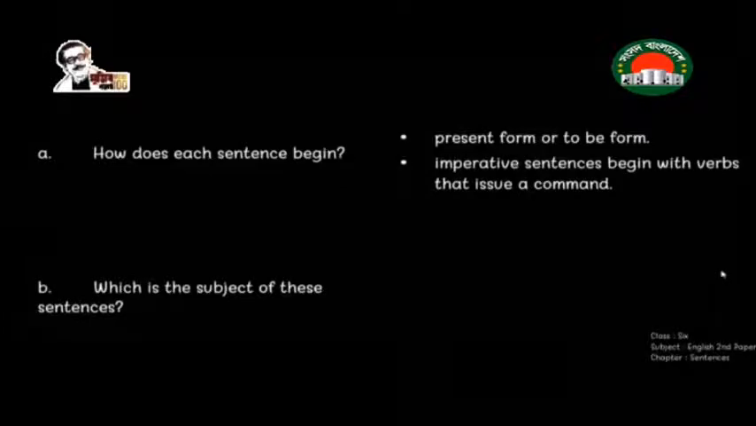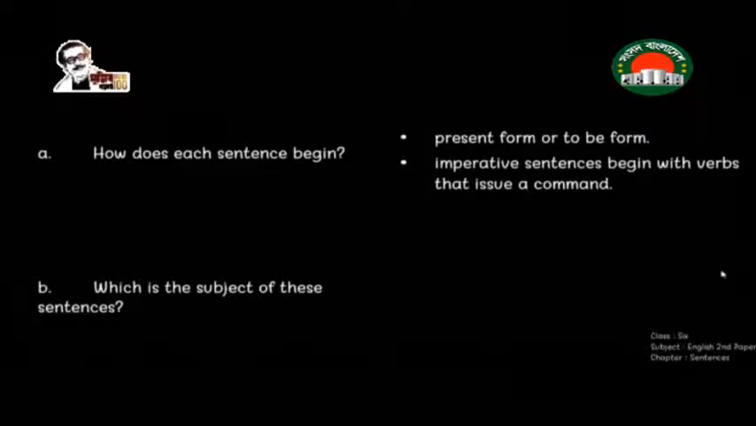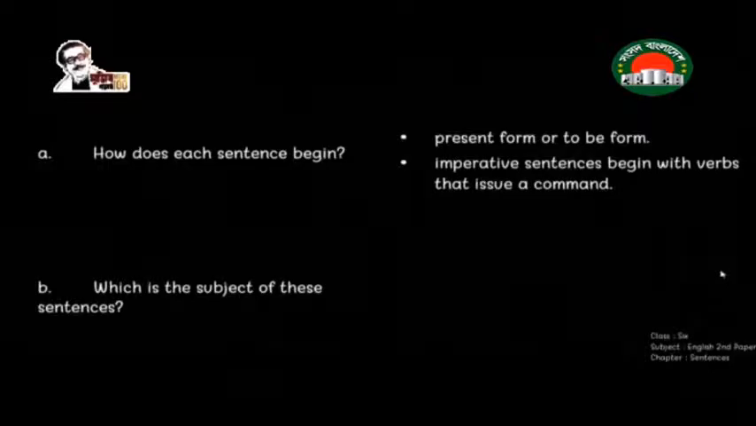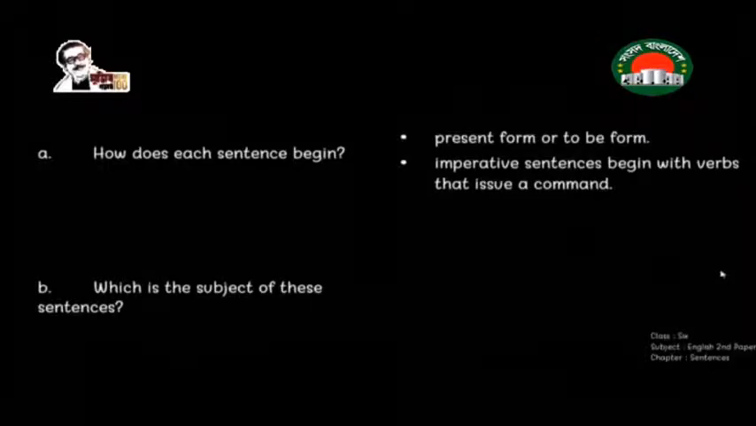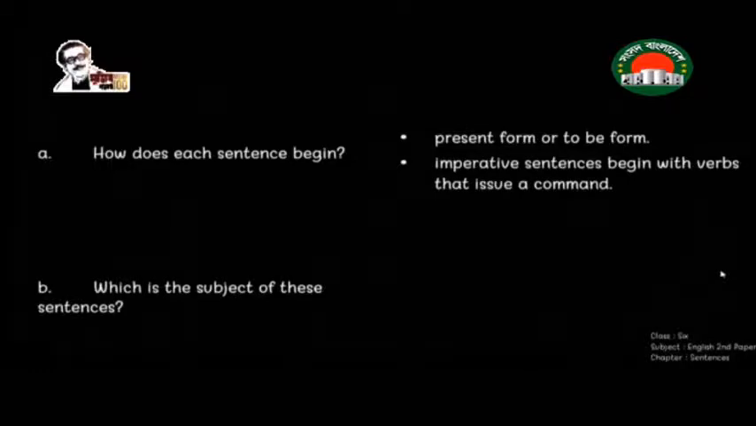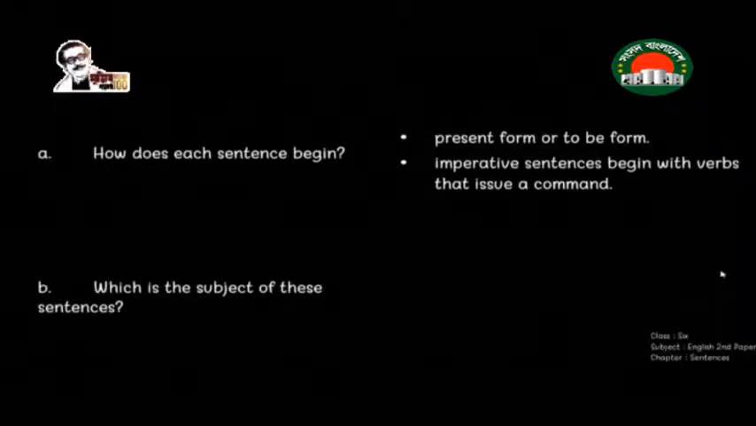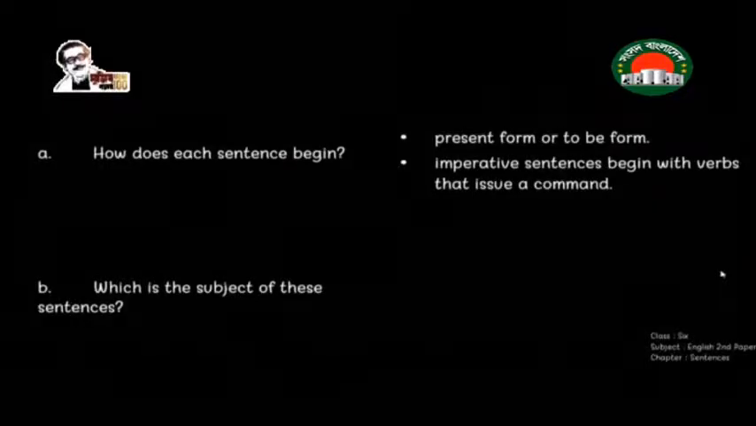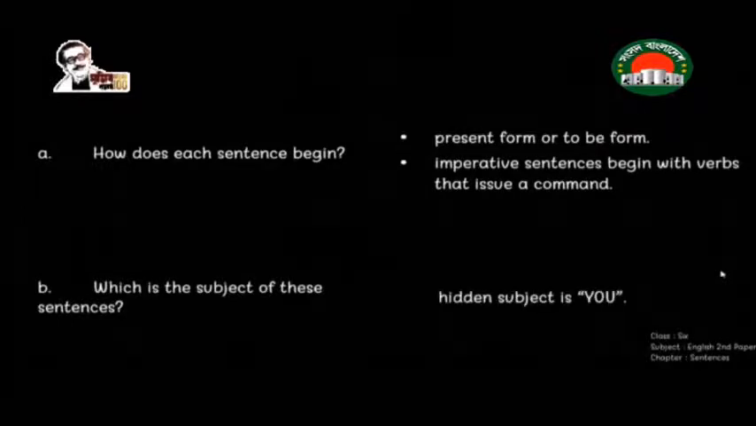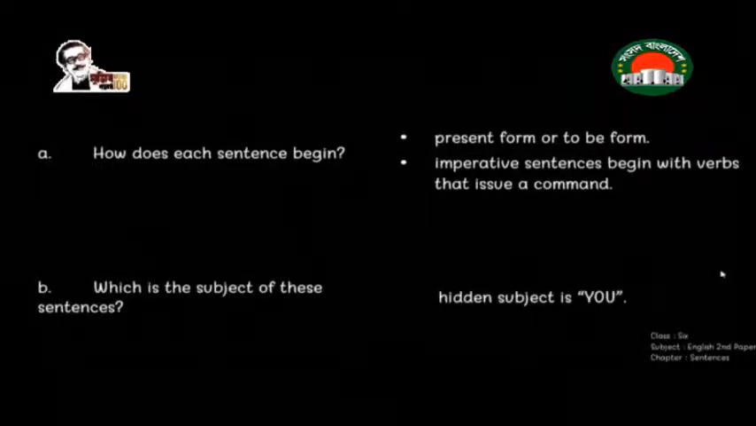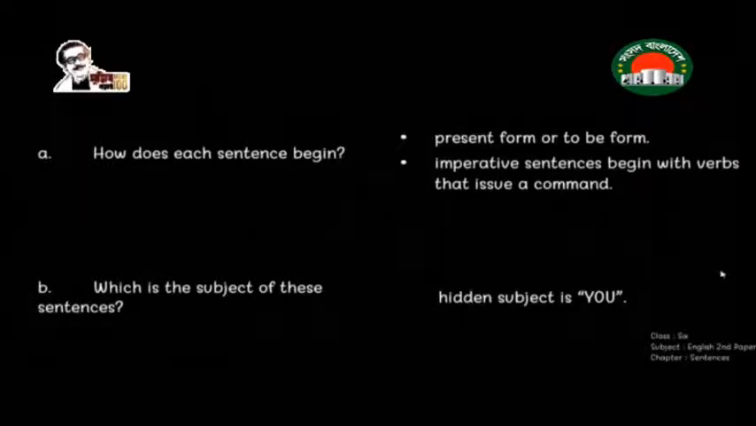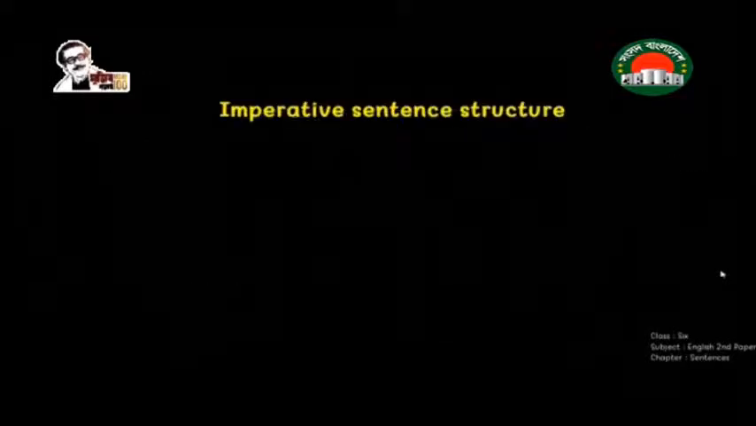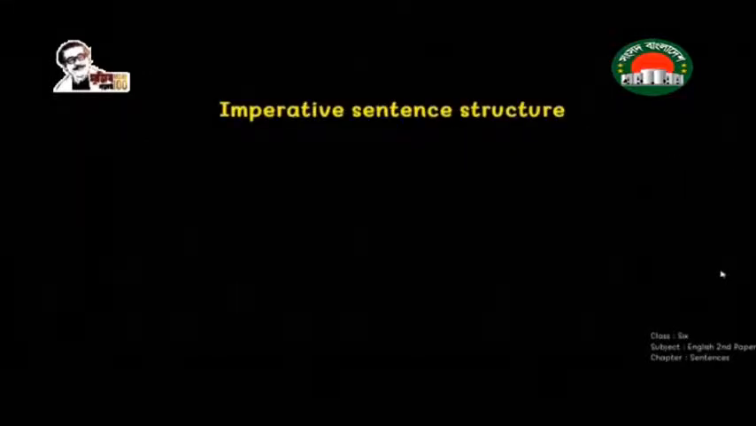Now let's try to look at subjects. Do you see one? No. Because generally, the subject of an imperative sentence is implied, not stated or hidden, as it is giving a direct order. But if you look closely, you will see the hidden subject is you. Now you know the answers. You already know the structure of an imperative sentence. So let's see closely the structure of imperative sentences.